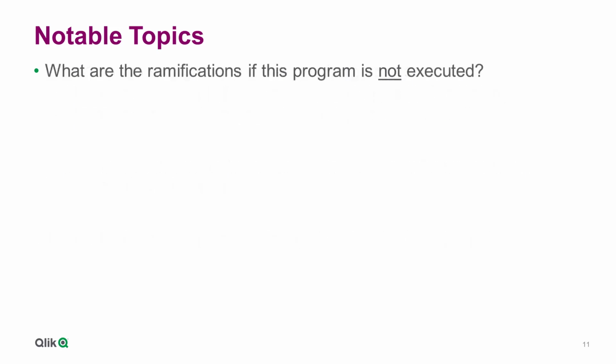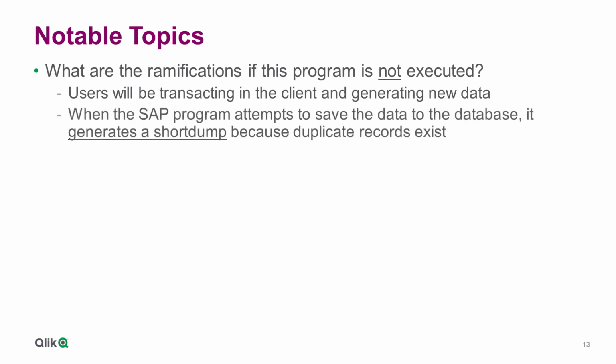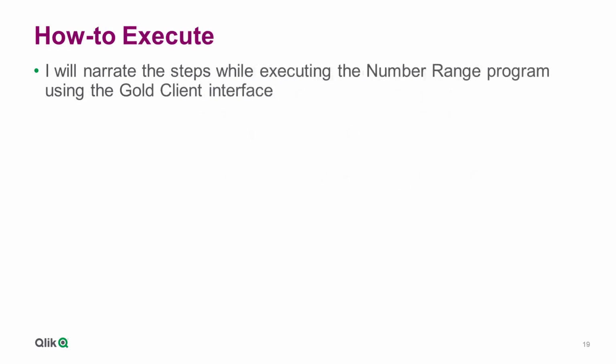You may wonder, what are the ramifications if this program is not executed? What could occur is that users will be transacting in the target client, thus generating new data. And when the SAP program attempts to save the new data to the database, it realizes the data already exists and so generates a short dump because it does not know how to reconcile a situation where duplicate records exist. There are some visuals within the user guide to help explain how this situation may occur, so reference this content if helpful. Allow me to narrate the steps while executing this program using the Gold Client user interface.